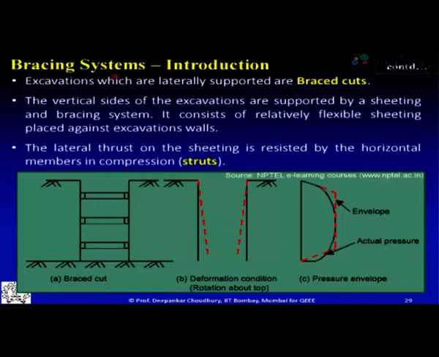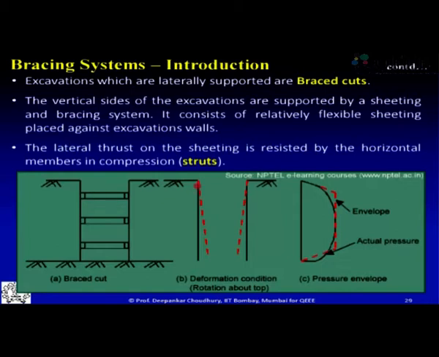So what are the various components of bracing system? Let us look one by one. The vertical sides of the excavations are supported by the sheeting and bracing system. It consists of a relatively flexible type of sheet pile wall or diaphragm wall. Essentially what we have learned, the sheet pile wall, or you can use the diaphragm wall, a similar mechanism or similar theory or similar mechanics you can apply.